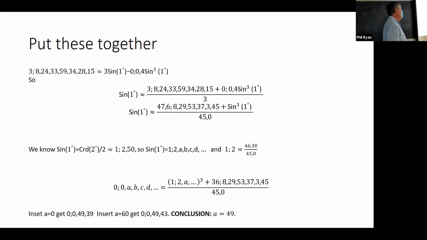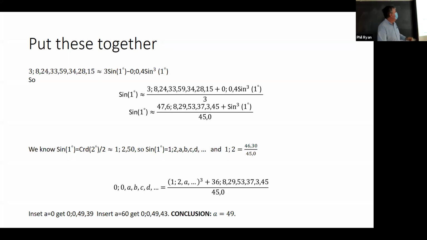Okay. Well, what could A be? If A equals 0, for example, this side here would be 0.4939. If A was 60, the most it could possibly be, overestimated, this would be 0.4943. So the conclusion is A equals 49. You go from the low to the high, and you see that this digit does not change. So we've shown that A is 49.